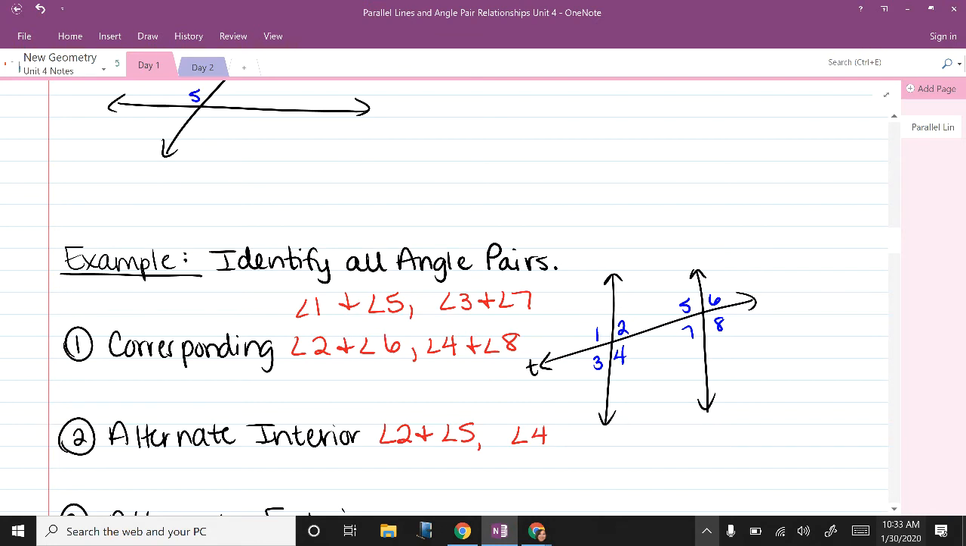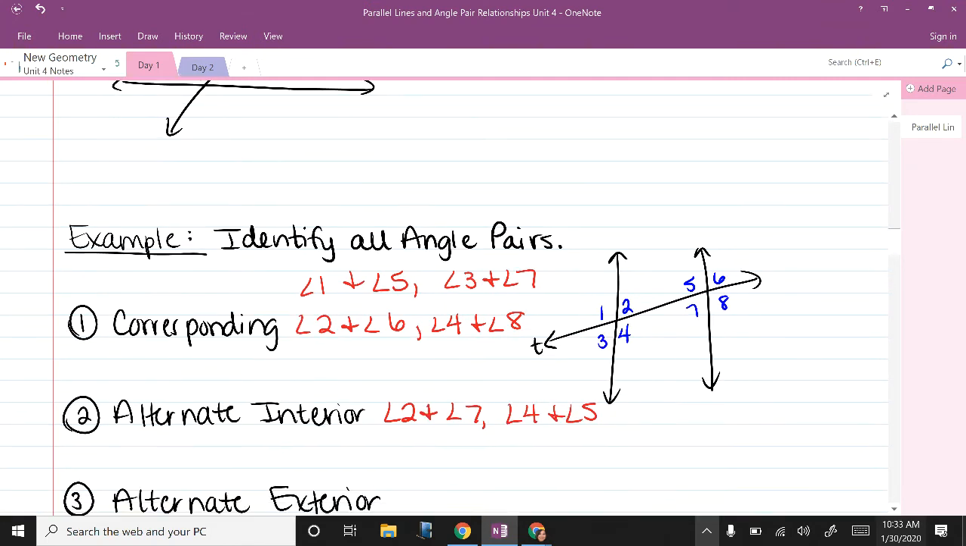I messed up, didn't I? Sorry. Angle 2 and angle 7, and angle 4 and angle 5. Okay. Everybody okay with alternate interior? After I fix my boo-boo.